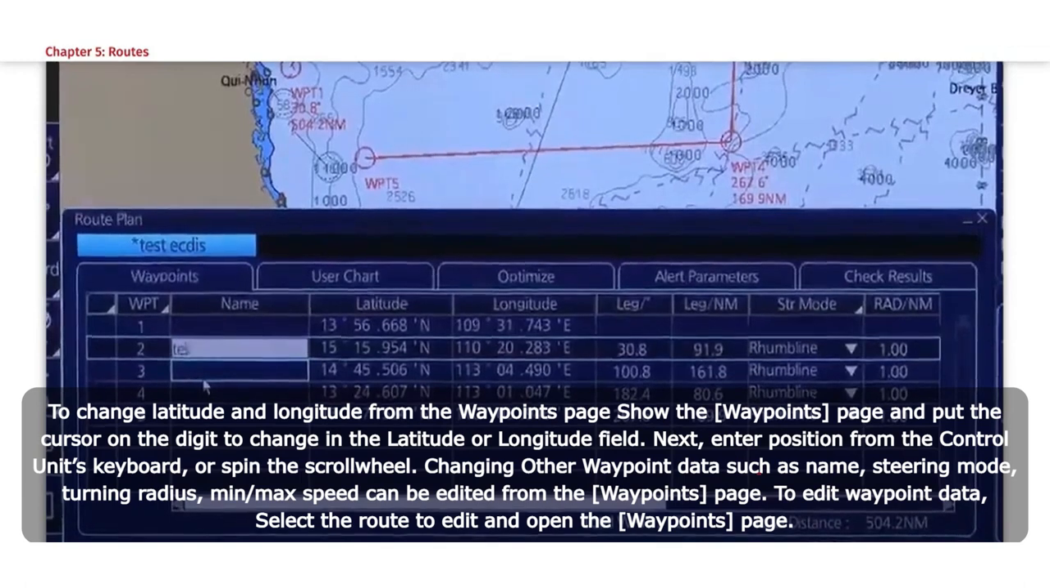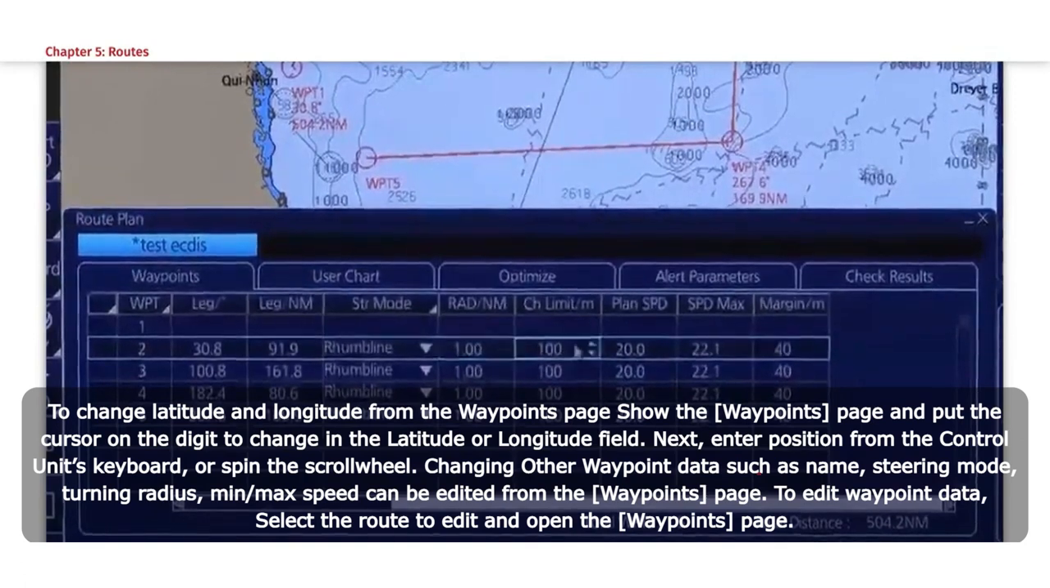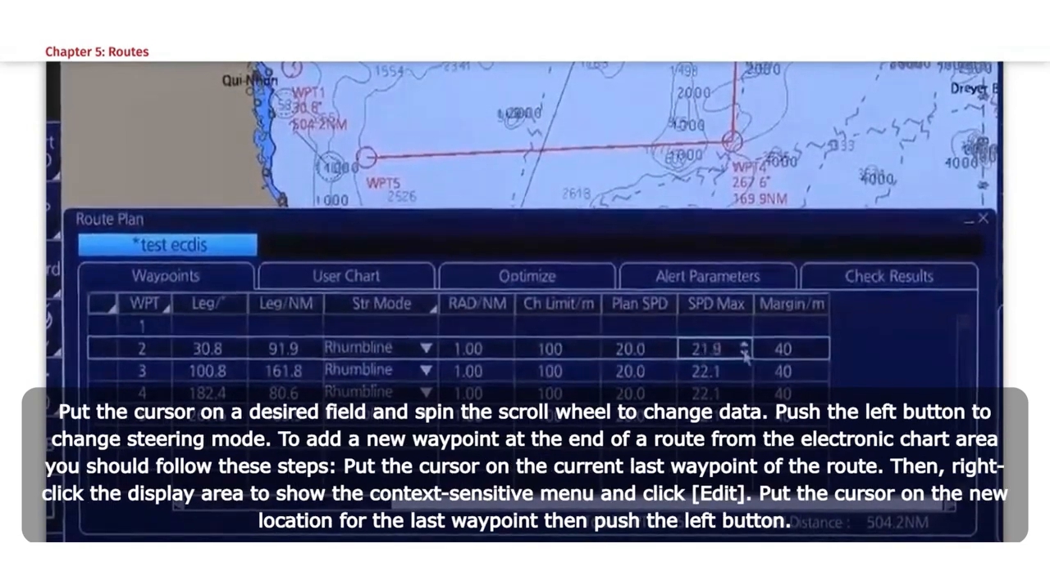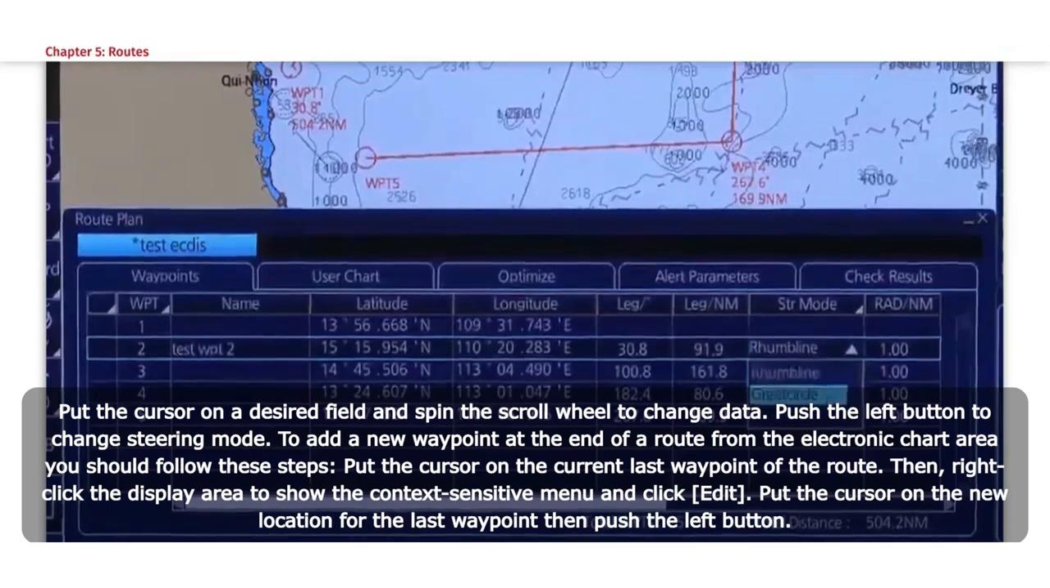Changing other waypoint data such as name, steering mode, turning radius, minimum or maximum speed can be edited from the Waypoints page. To edit waypoint data, select the route to edit and open the Waypoints page. Put the cursor on a desired field and spin the scroll wheel to change data. Push the left button to change steering mode.